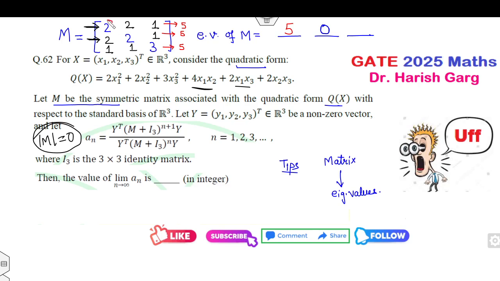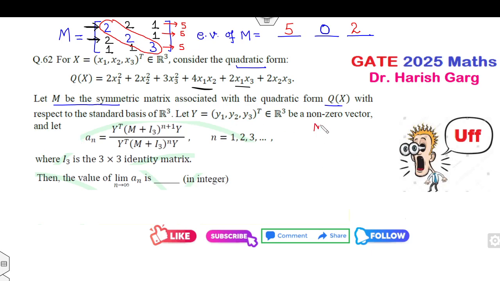Fine. So can you find the third eigenvalue? For the third eigenvalue, I can use the concept of the trace. So it will be 7. So the third eigenvalue is 2. Is it fine? Now once you know the eigenvalues of M, I need M plus I3. Let's call this A. So can you find the eigenvalues of A? M has eigenvalues 5, 0, 2, and the identity matrix has eigenvalues 1, 1 and 1. So the eigenvalues are 6, 1, 3.